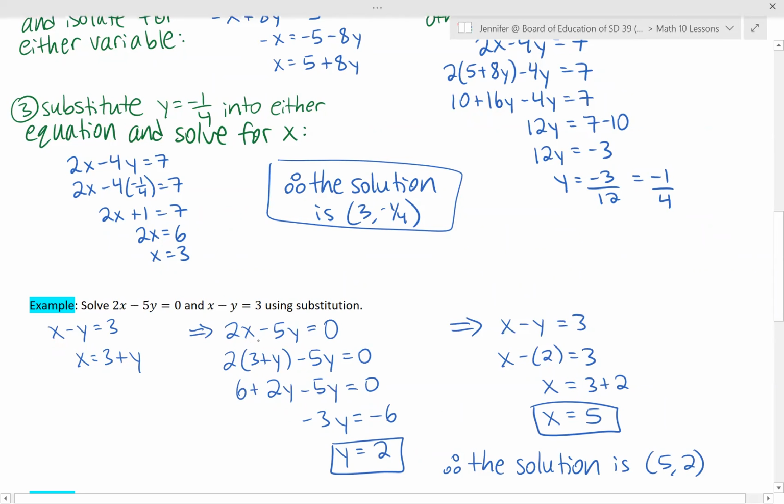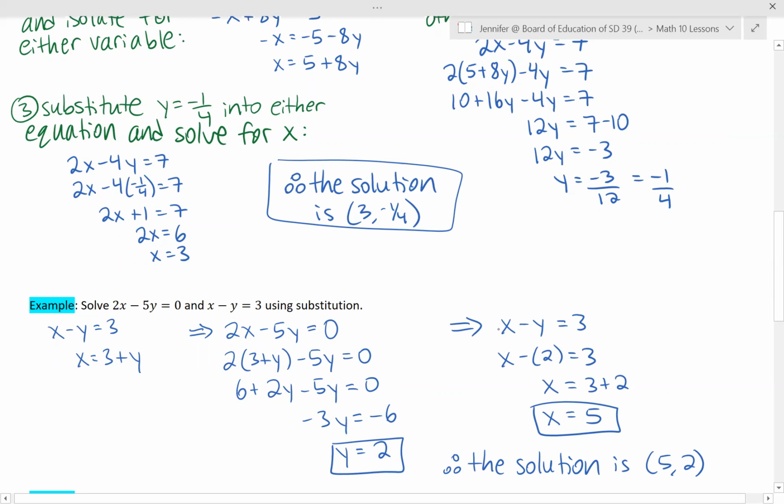Now I'm going to take the equation I haven't used yet, the first one, and replace x with what I just found to be 3 plus y, making sure to keep it in brackets. Now I'm going to use algebra to solve. So 2 gets distributed into the brackets, giving me 6 plus 2y. I combine my like terms. The y's combine to give me negative 3y, and the 6 goes to the other side. We get that y is equal to 2.